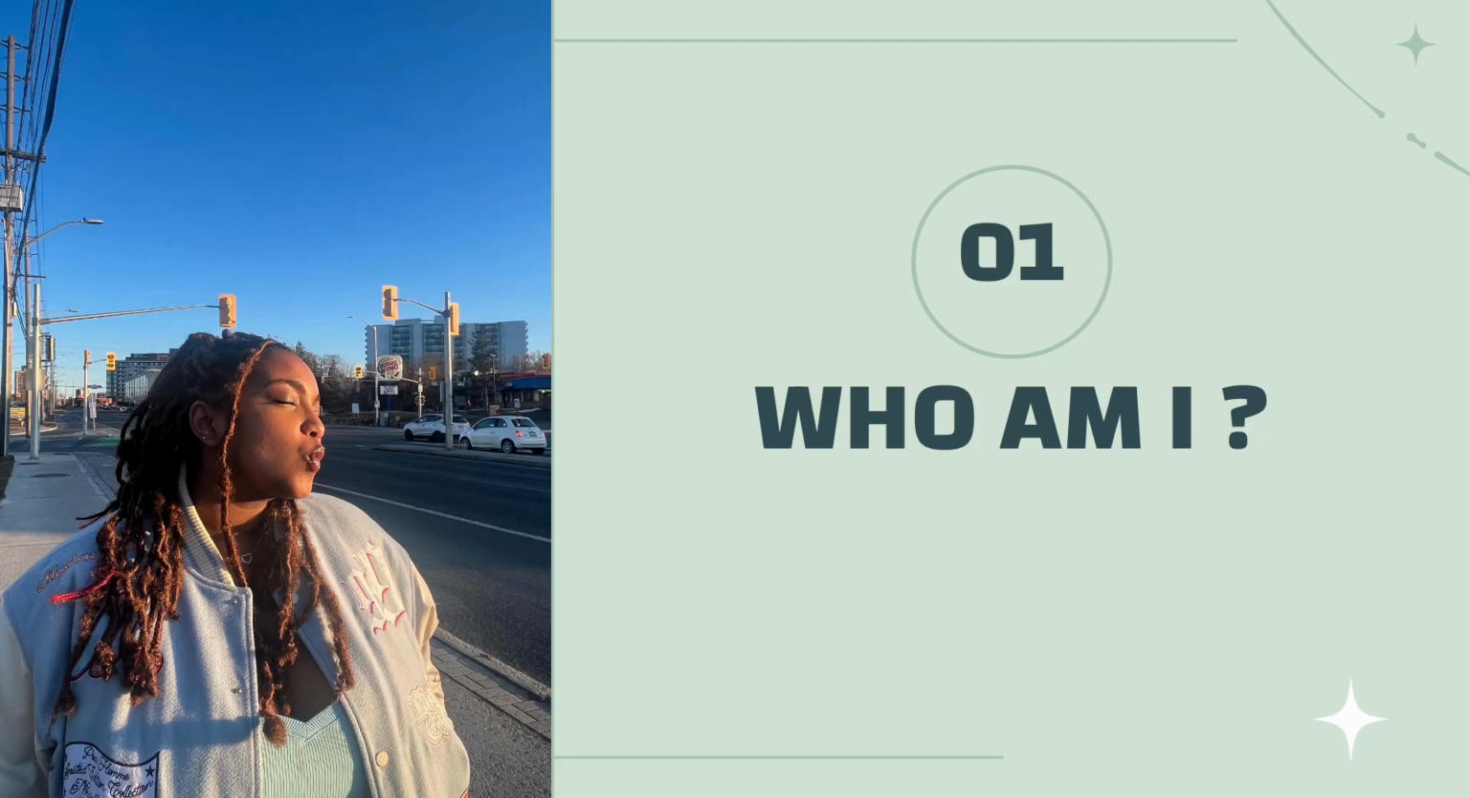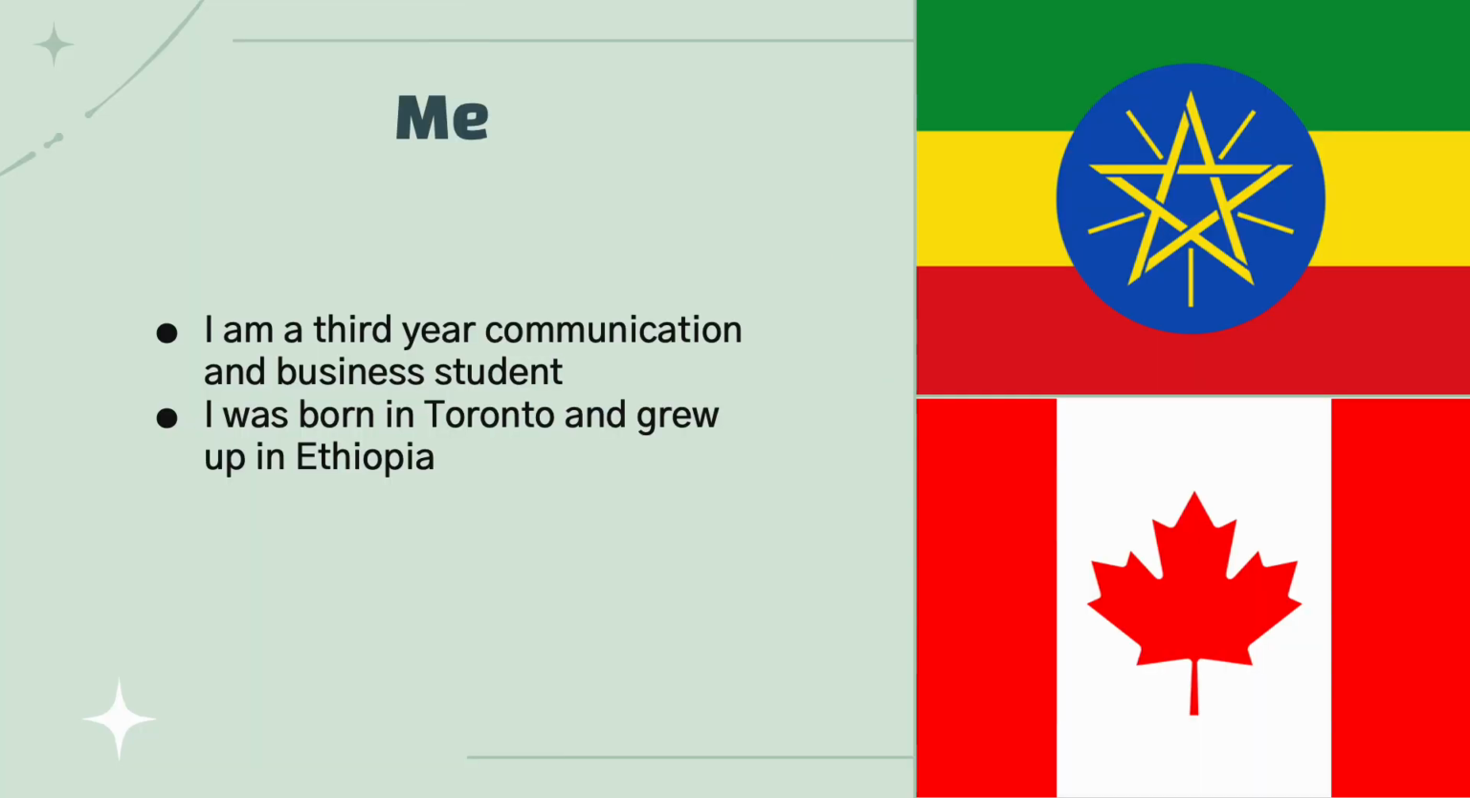Who am I? I'm the girl in the picture. I am Ruth. I'm a 20-year-old Black woman living in Ottawa, Canada. I'm also a third-year business and communication student at the University of Ottawa. I was born in Toronto, but I grew up in Ethiopia, and I went back and forth for a bit. So you could say I got the best of both worlds.